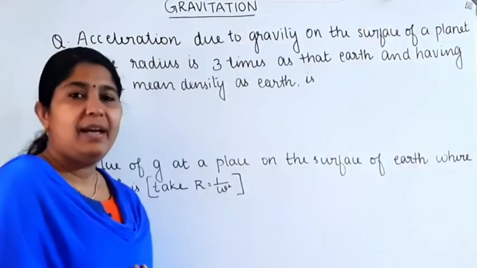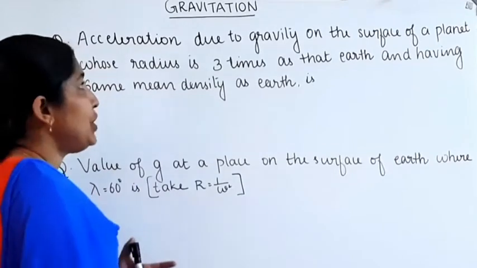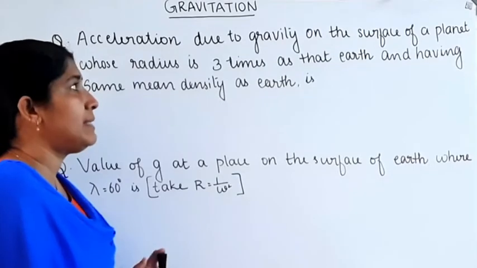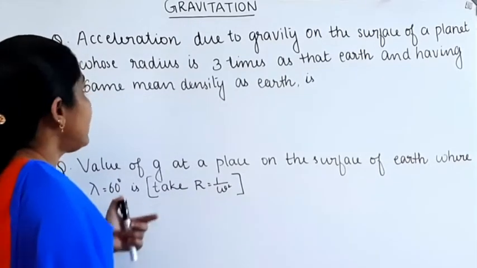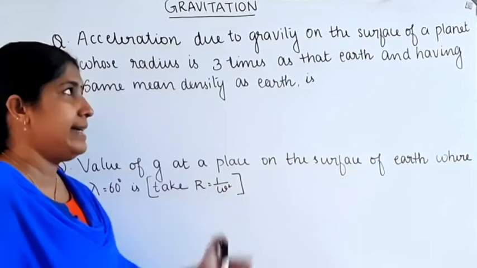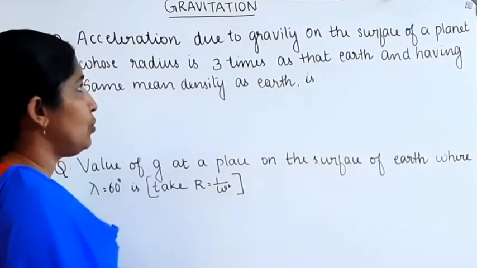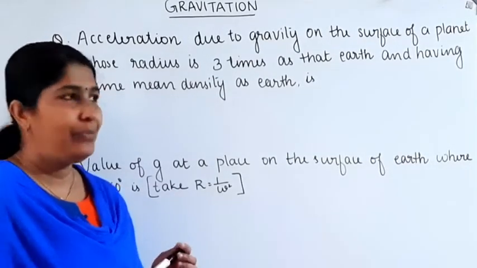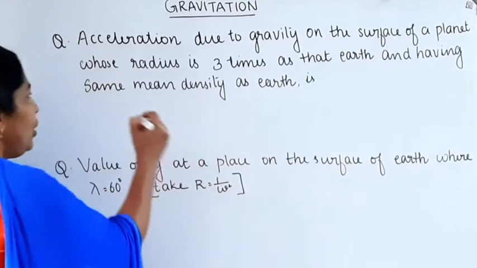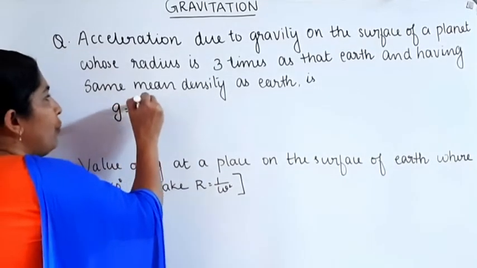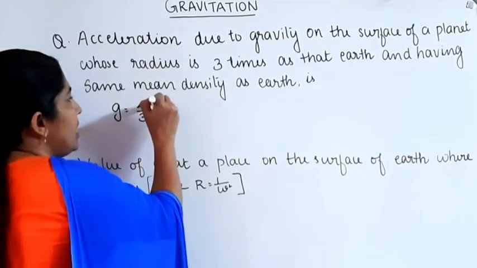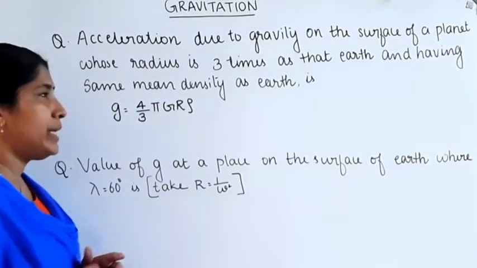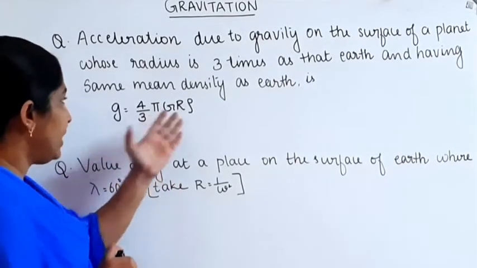Next question: acceleration due to gravity on the surface of a planet whose radius is 3 times that of Earth and having the same mean density as Earth. We want to find out the acceleration due to gravity on the surface of the planet. For this, we know that g equal to 4 by 3 pi G R rho. This is the acceleration due to gravity in terms of density.